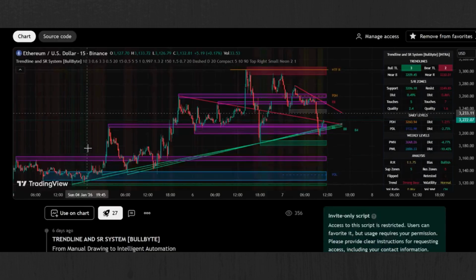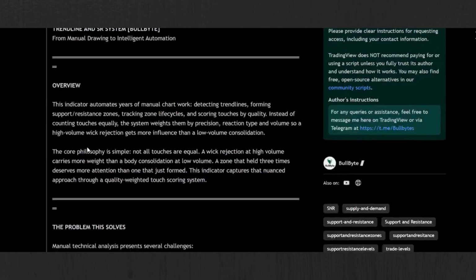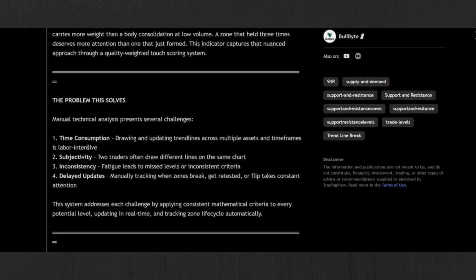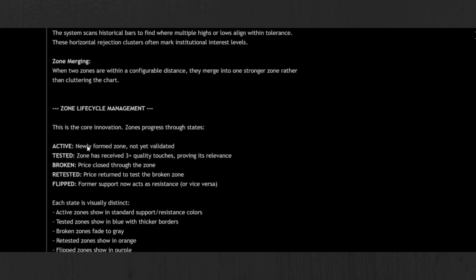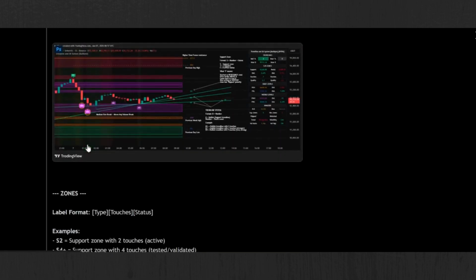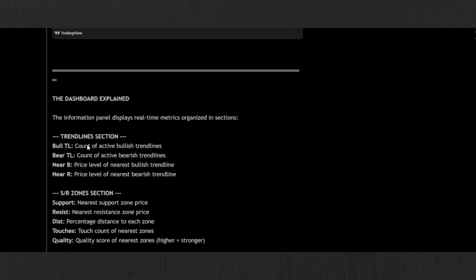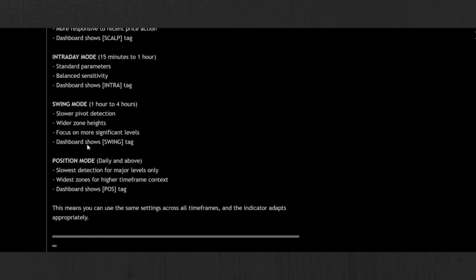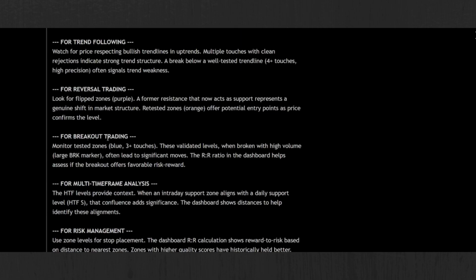So today, I will be discussing a brand new release, which is the Trendline and Support Resistance System by BullByte. Now, you will find a lot of similar indicators on TradingView. So what makes this one different? Well, if you know me from the past and have seen my live trades, you know I have always been a big fan of trend lines and support resistance levels. My levels speak for themselves.